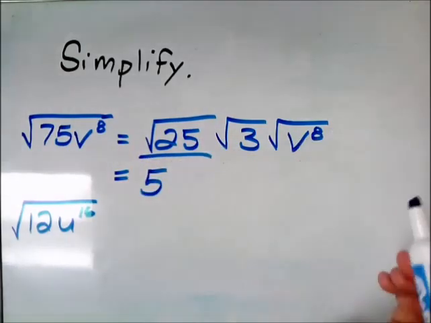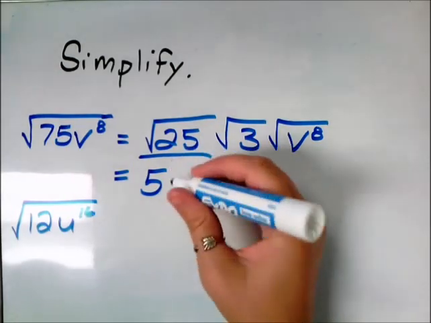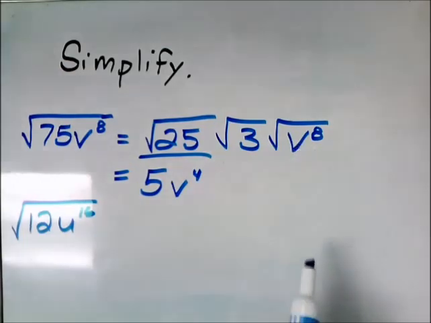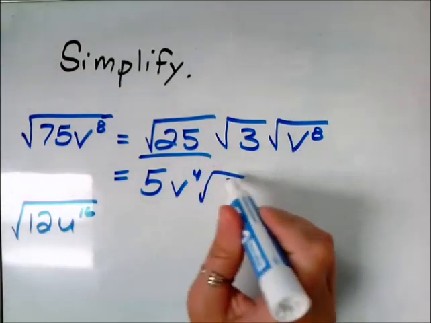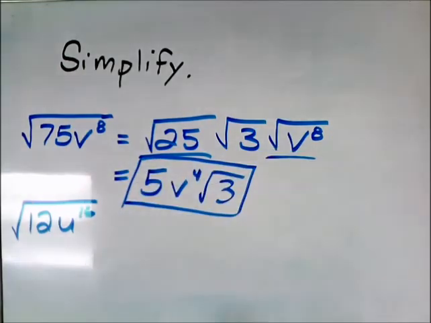What's the square root of v to the 8th? So if I had v to the 4th times v to the 4th, that would give me v to the 8th, which makes that the square root. So I'm cutting it in half. What times itself would give me v to the 8th? And square root of 3 is stuck under the square root, nothing I can do with that. And so 5v to the 4th times the square root of 3.